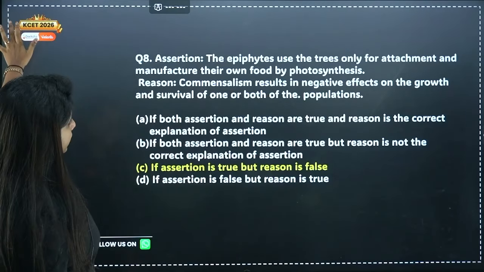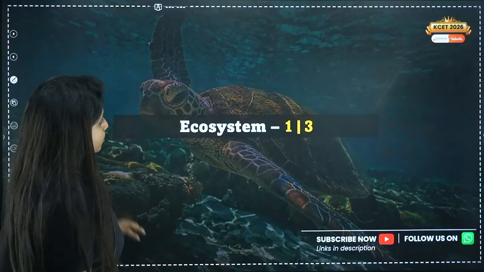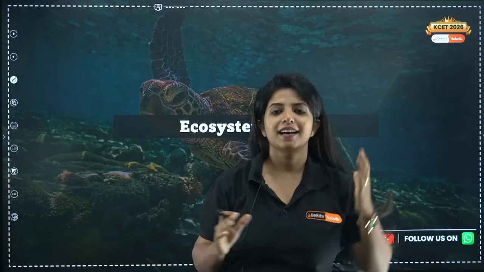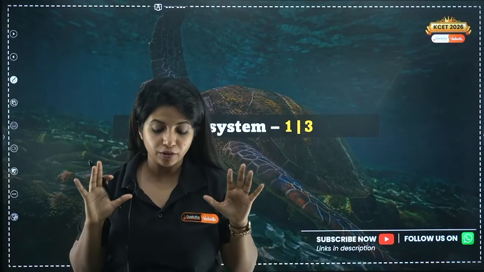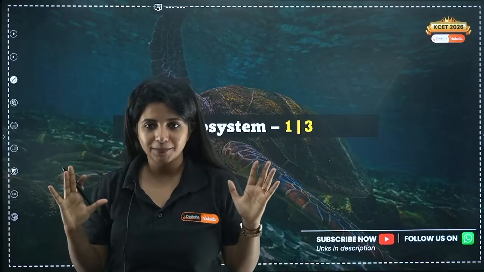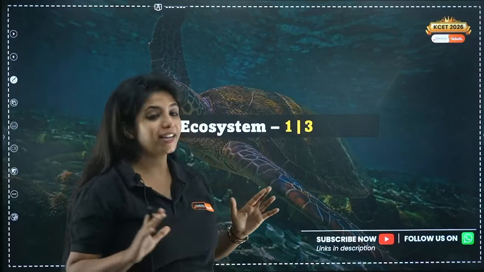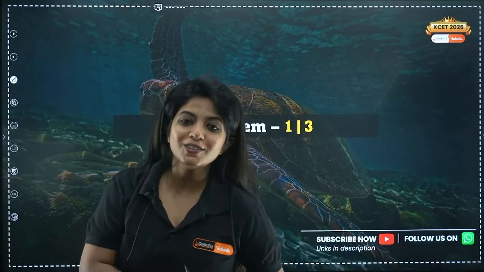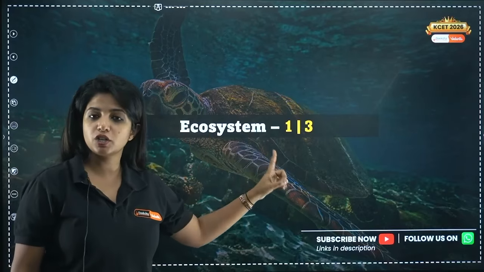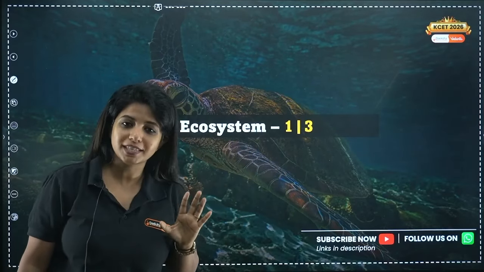So this is it for now from this particular chapter. If any other important thing comes up, I will definitely let you know. But for now, these are the things that you should definitely complete on priority from the chapter Organisms and Populations. And now we are going to go ahead with the next chapter, that is Ecosystem. Again, you have a 1-marker question and a 3-marker question coming from this chapter.